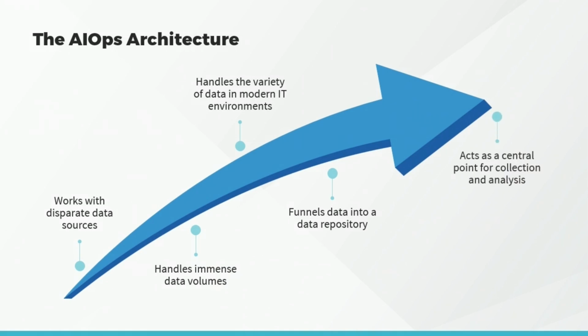And lastly, AI ops architecture serves as a central hub for data collection, processing, and analysis, providing a unified view of IT operations and performance metrics across the entire infrastructure, applications, and service stack. And this centralized approach enables holistic monitoring, troubleshooting, and optimization of IT environments.